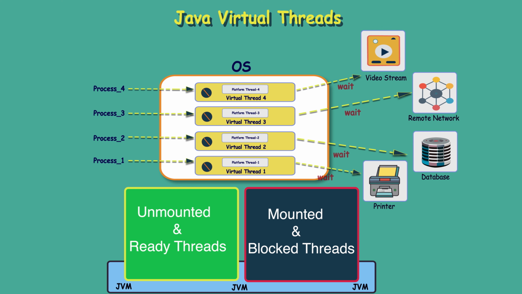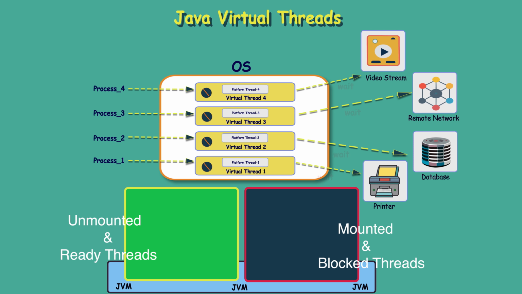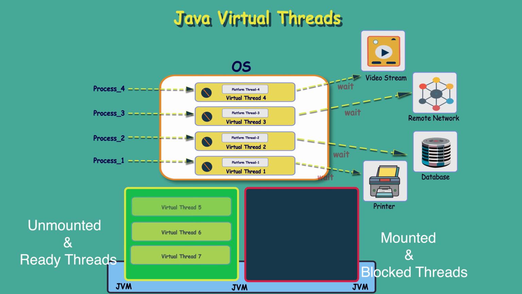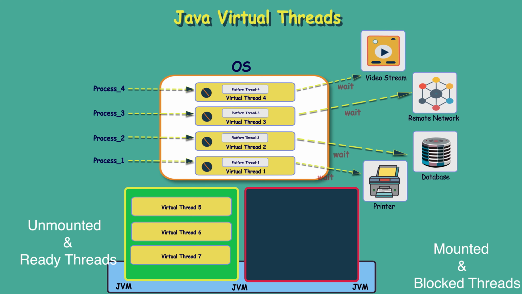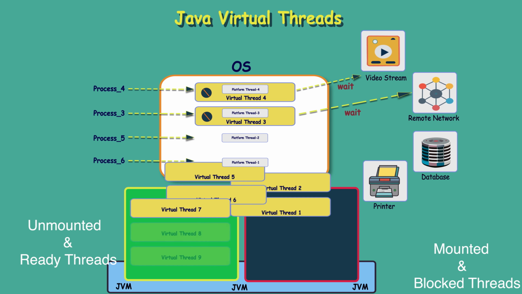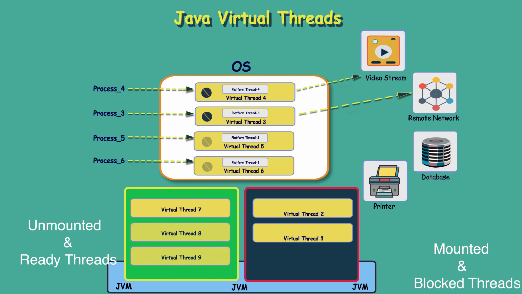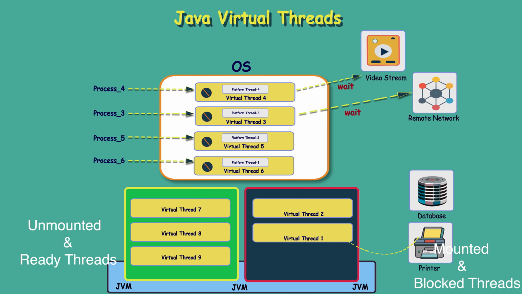When there are more blocked threads mounted on the platform threads, those are moved to the mounted and blocked threads area. In the example, virtual threads 1 and 2 are mounted to platform threads 1 and 2, and they are in a waiting or blocked state. As discussed, virtual threads 1 and 2 will be moved to the blocked area and they will free platform threads 1 and 2. Now the next processes in the queue, 5 and 6, will get virtual threads 5 and 6, and they will occupy platform threads 1 and 2.